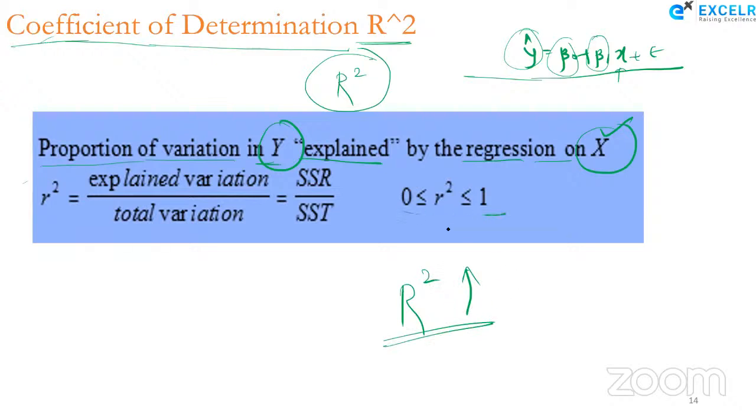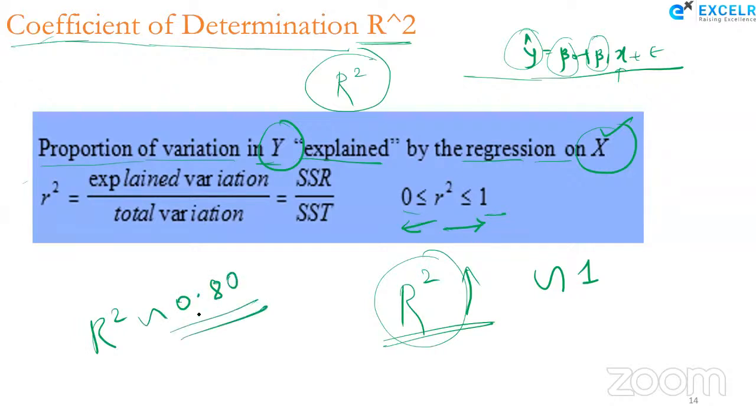If the value is closer to 1, it indicates a good fit. If the value is closer to 0, it does not indicate a good fit. So let us say I have an R square value which is almost 0.80. Do you think this is a good model or a bad model? It's a good model, right?